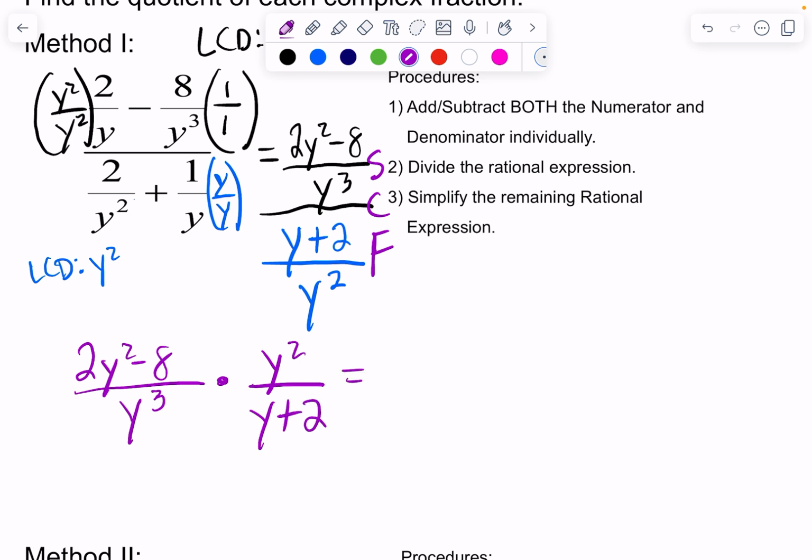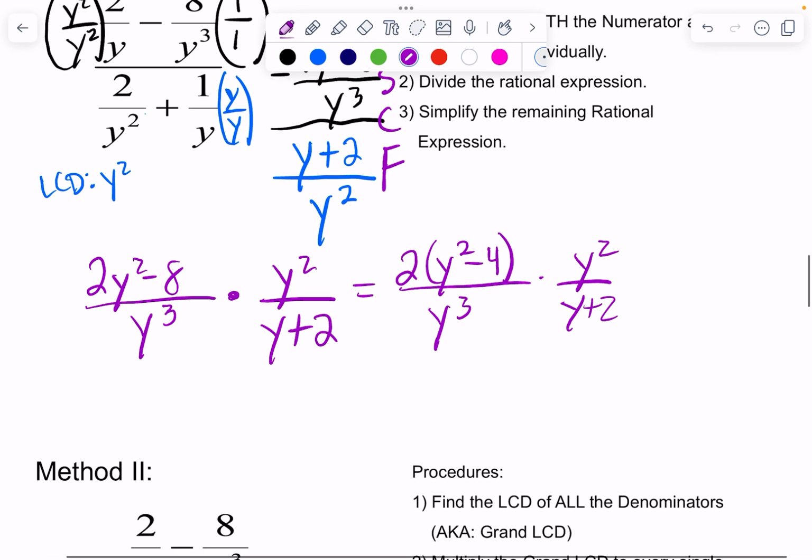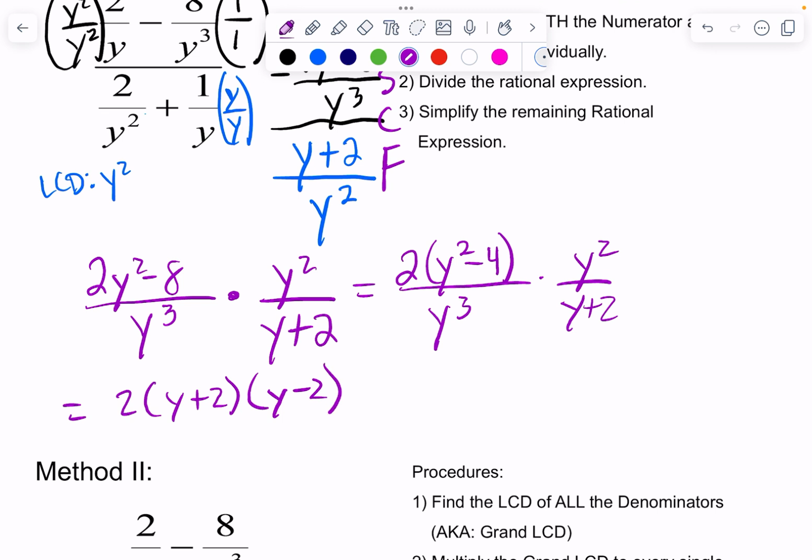Now I'm going to go ahead and factor. So I've got 2 times y squared minus 4 over y cubed times y squared over y plus 2. And that's going to factor out to 2 times y plus 2, y minus 2. Hopefully you recognize there's a difference of squares. Over y cubed times y squared over y plus 2. And now we're going to simplify. The perfect binomial of y plus 2 in the numerator cancels out with the perfect binomial of y plus 2 in the denominator.